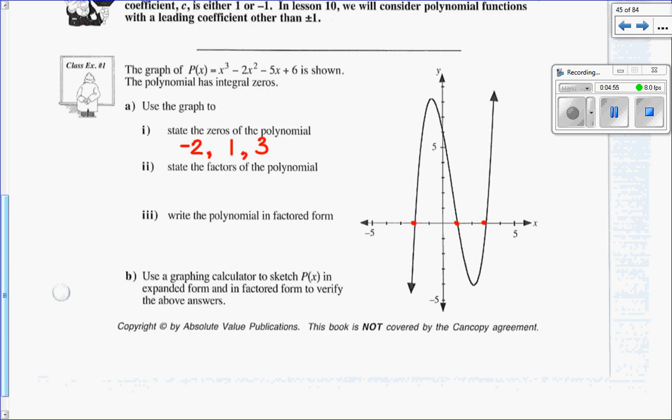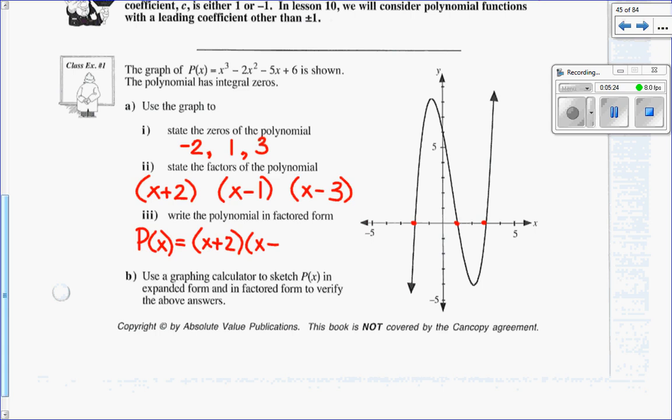If we have to state these now as factors, -2 as a factor would be x plus 2, right? And 1 as a factor would be x minus 1. And 3 as a factor would be x minus 3. Okay, so then in final form, if we had to write this polynomial in factored form, we would write it as the polynomial as a function of x is x plus 2 times x minus 1 times x minus 3.